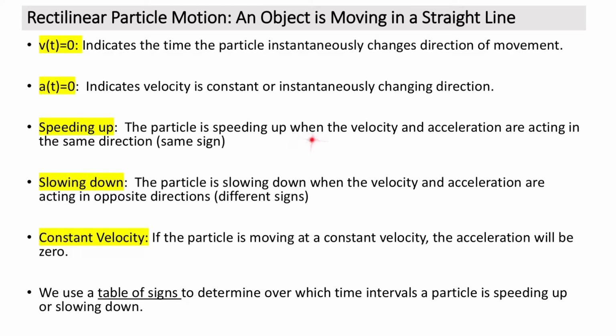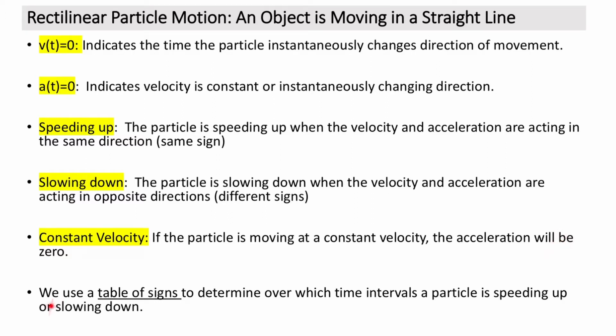When a particle is speeding up, its velocity and acceleration both have the same sign, which means they're acting in the same direction. When the particle is slowing down, the acceleration and the velocity are opposing one another. They're acting in opposite directions, and they will have different signs. If you have a constant velocity, then the acceleration will be zero, indicating that your velocity is not changing.